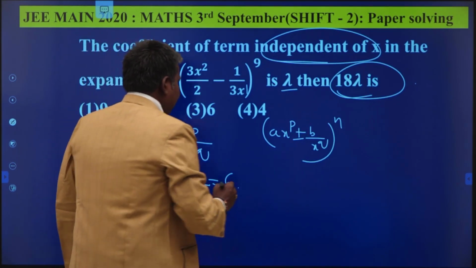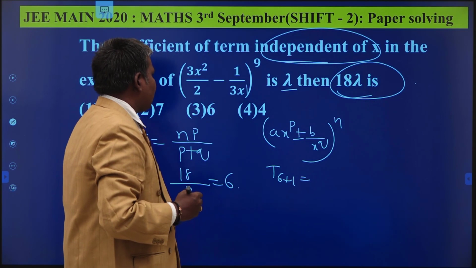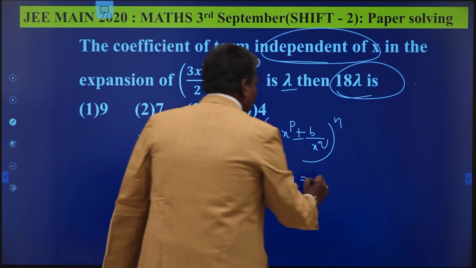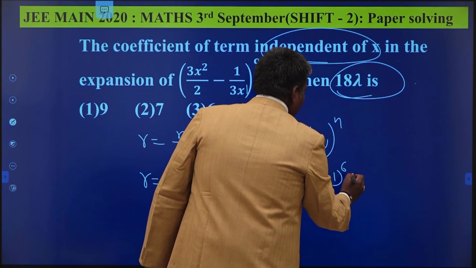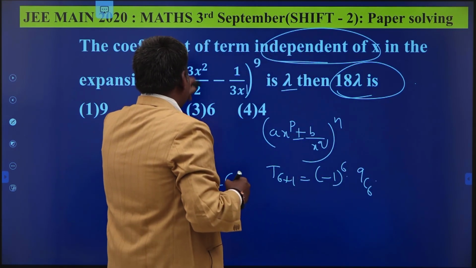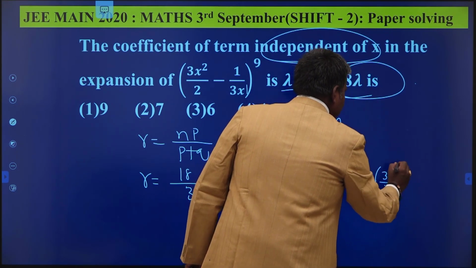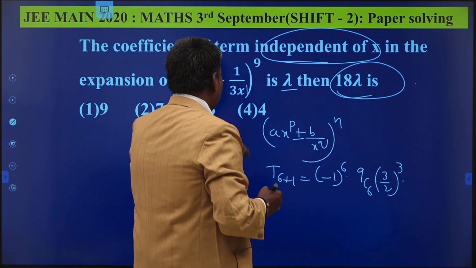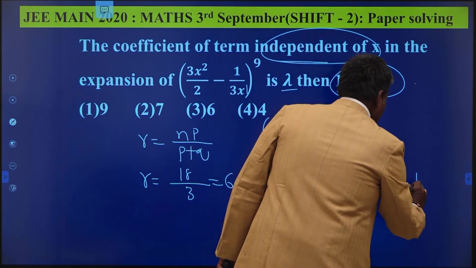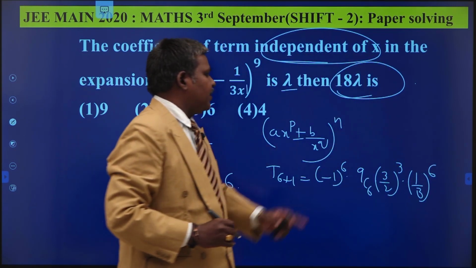So what is my term? The 6 plus 1 term is independent of x. That is nothing but minus 1 whole to the power of 6 into 9c6 into first constant 3 by 2, (3 by 2) whole power 9 minus 6, into second constant, 1 by 3 power 6. This is the term independent of x.